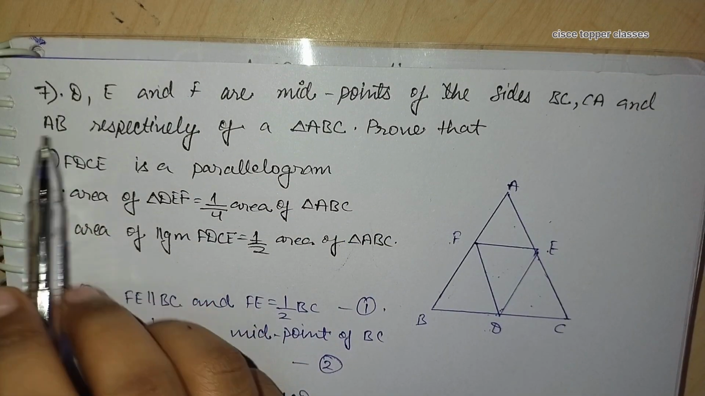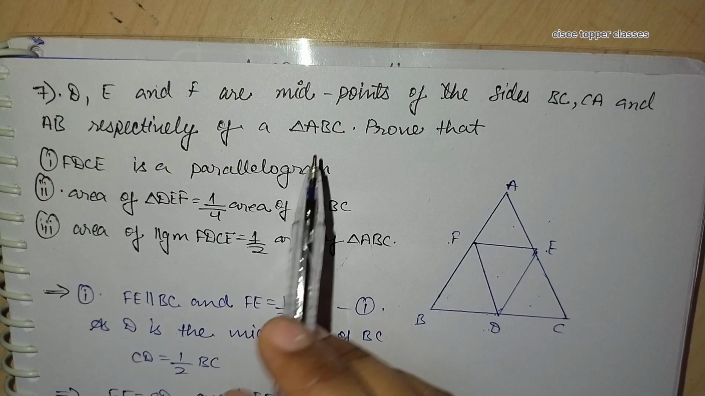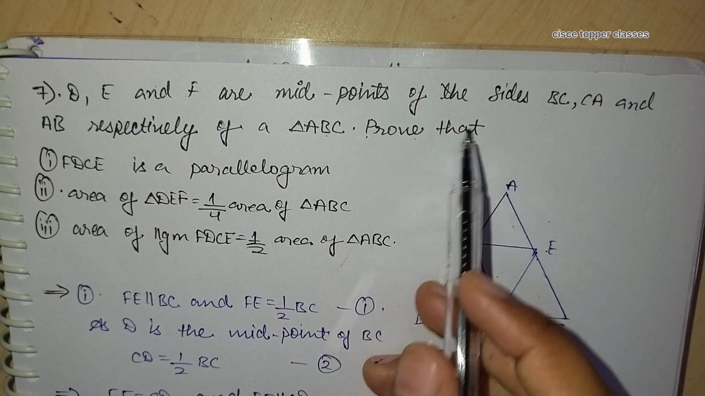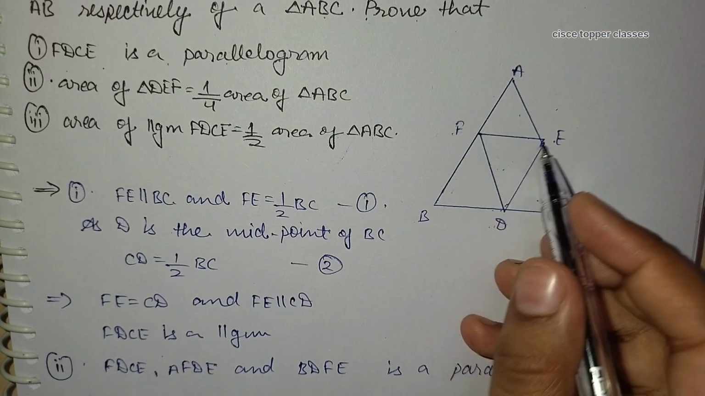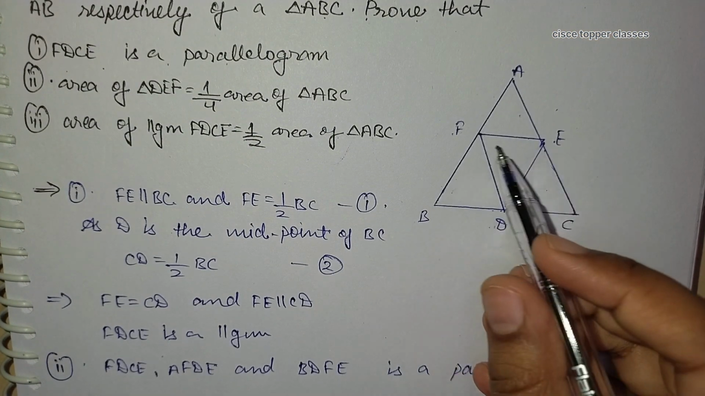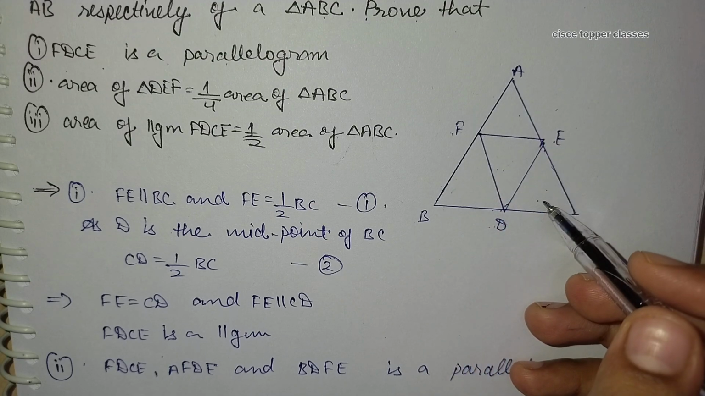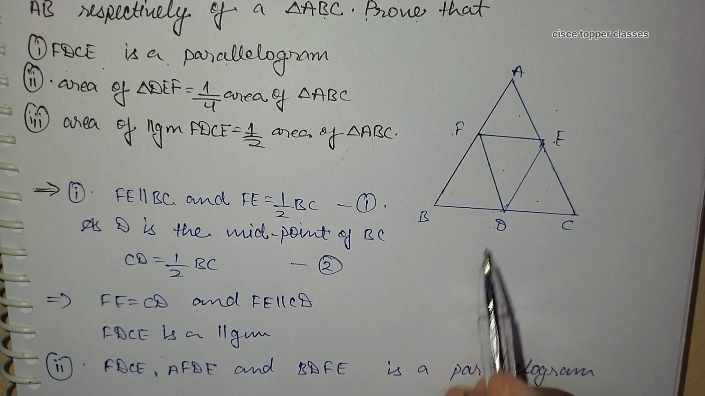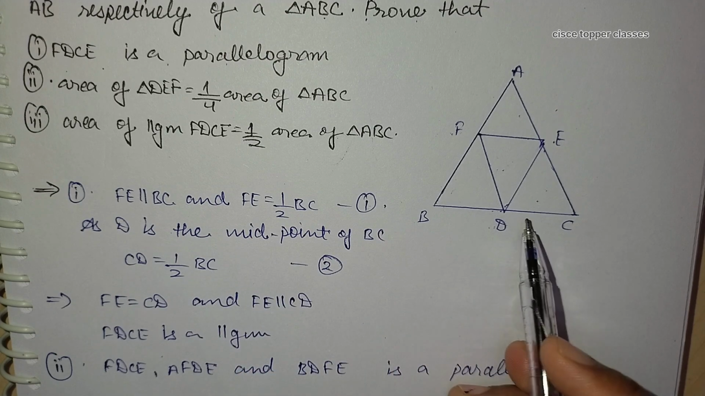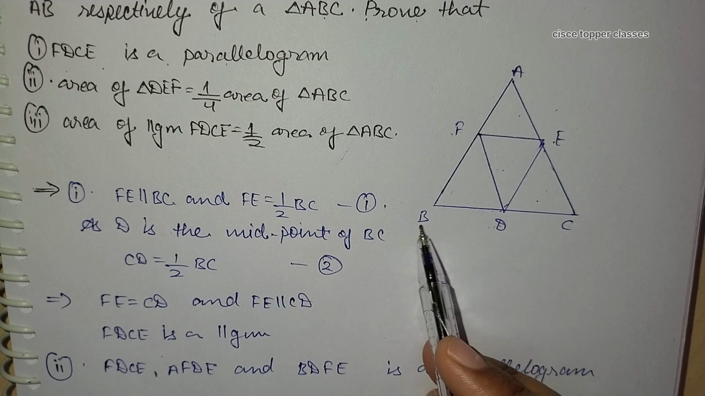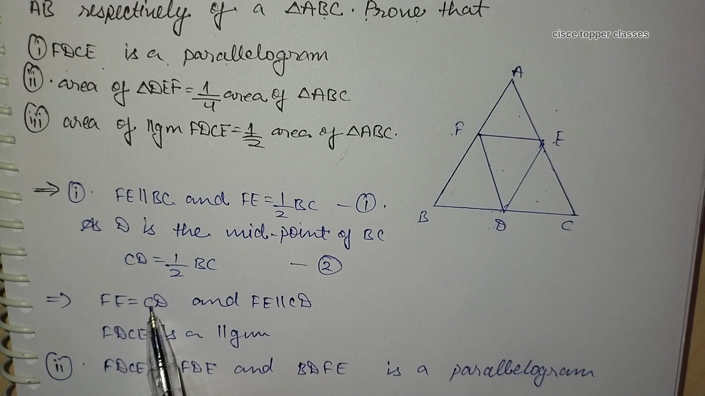Now here we have seventh question. D, E and F are midpoints of side BC, CA and AB respectively of a triangle ABC. Then we have to prove that FDCE is a parallelogram. So as FE is parallel to BC here and FE is equal to half of BC because F and E are the midpoints of AB and AC respectively. So here we can write that CD is equal to half of BC, and from this first and second equation, because D is the midpoint of BC also, so CD is equal to DB. From here we can write FE is equal to CD.